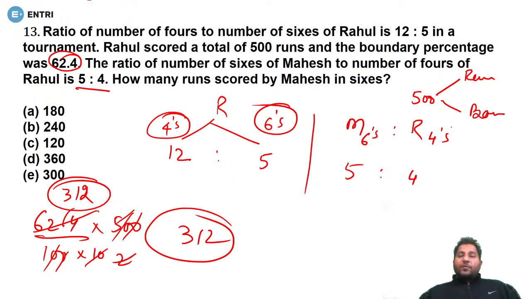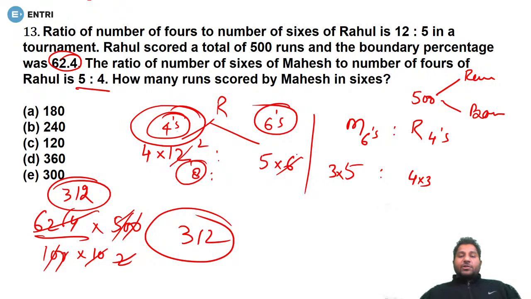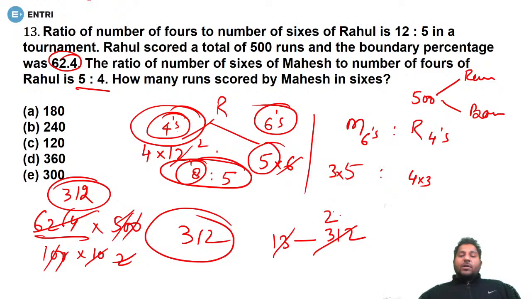Here Rahul's fours ratio has been given as 4, while here it has been given as something else, so we will multiply it with 3 to make it equal. After multiplying with 4 here and 6 here, we can finally figure out the answer. The runs with fours are in terms of 8 ratio and the runs with sixes are in terms of 5 ratios, so the total runs will be 13 ratio. This 13 ratio equals 3:1:2. So 1 ratio equals 13 twos are 26 and 13 fours are 52, so 1 ratio equals 24.